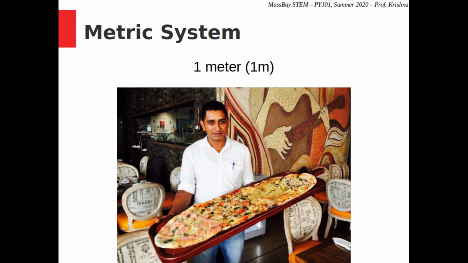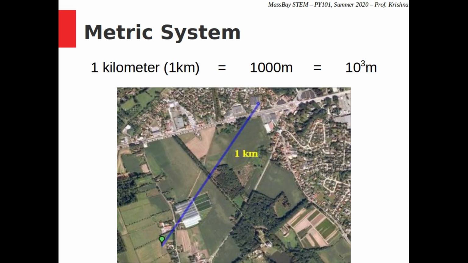Let's work with distances. In the metric system, the standard unit of distance is called the meter. A meter is about the length of a human stride, a little over 3 feet. 1,000 meters can be symbolized like this, 10 to the power of 3 meters. In the metric system, it's also called a kilometer and symbolized as km.